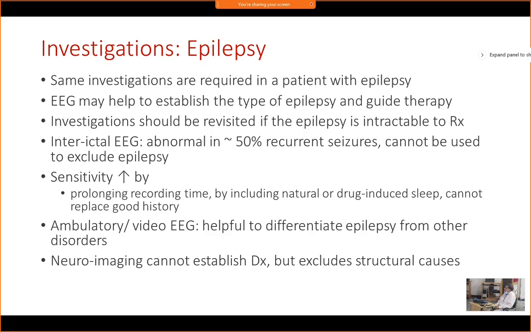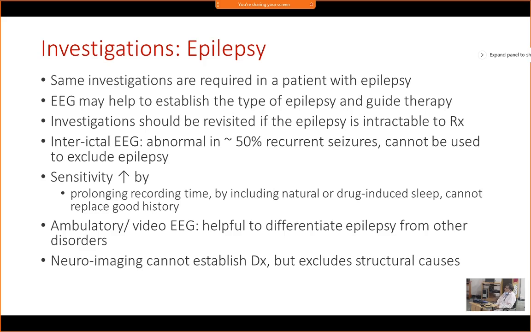And you should also be aware that between the episodes of seizures, the EEG can be abnormal in only about 50%. Therefore, it cannot be used as an investigation to exclude epilepsy. So if you find that the EEG done in between two attacks of epilepsy is normal, that does not mean that the person was not having a seizure due to epilepsy, because the chances of a persistent abnormal EEG is only about 50%.